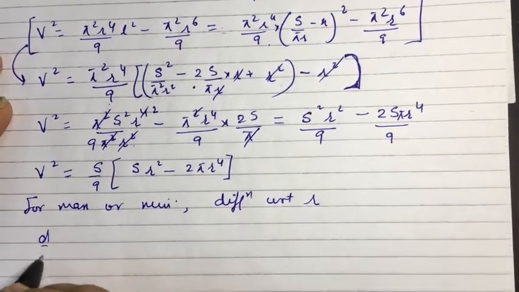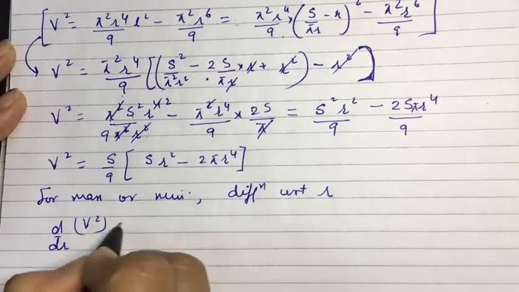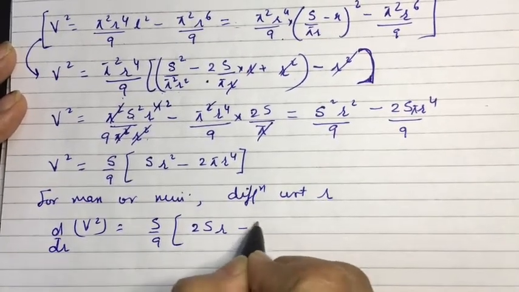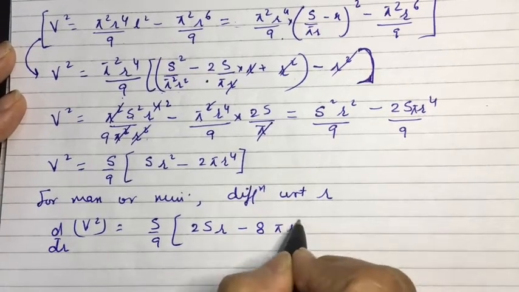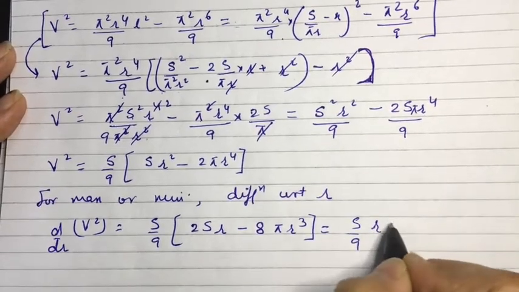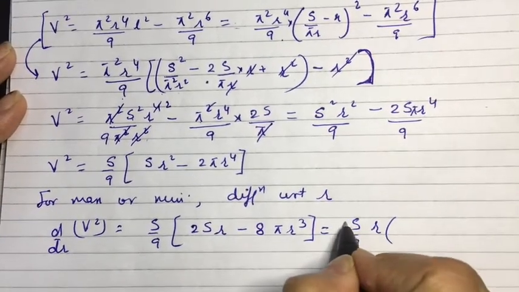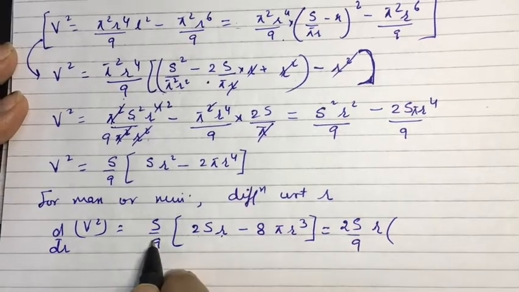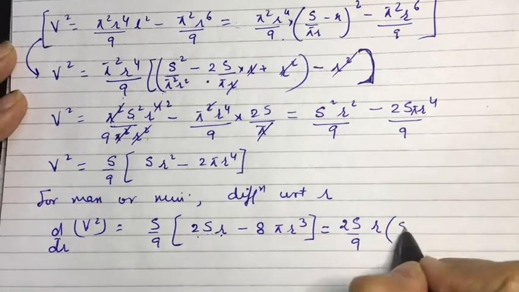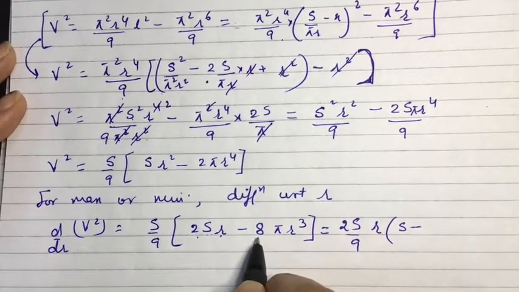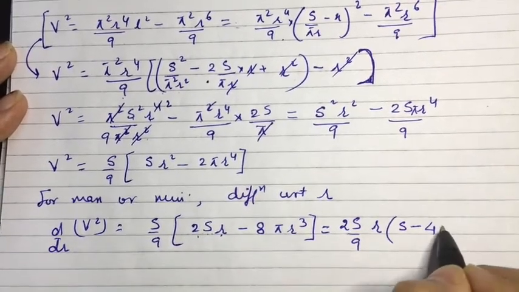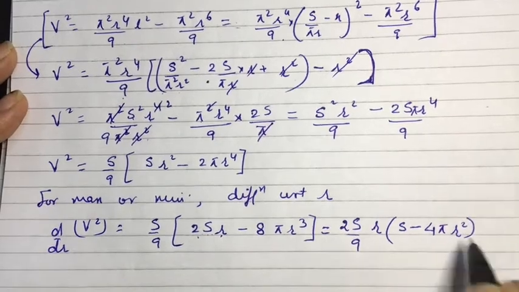So we get d by dr of v square is equal to s over 9 as it is, it becomes 2sr minus 8 pi r cube, which can be written as s over 9, r can be taken common, in fact 2 also can be taken common. So we are left with 2sr over 9, and here we have s left minus here 2 and r has gone, so 4 pi r square.